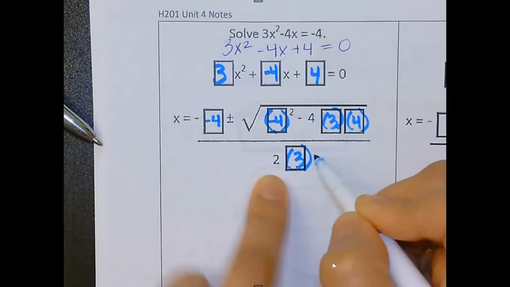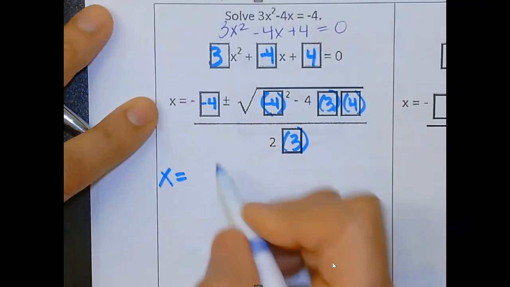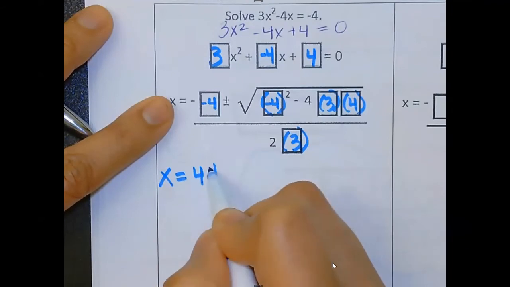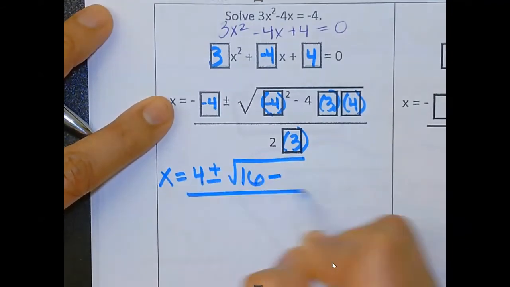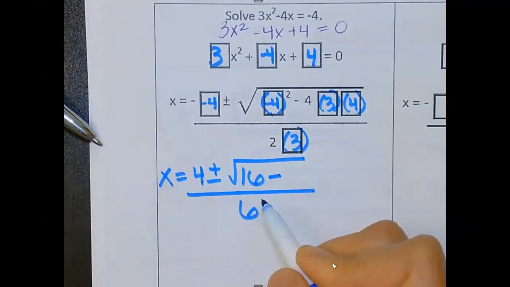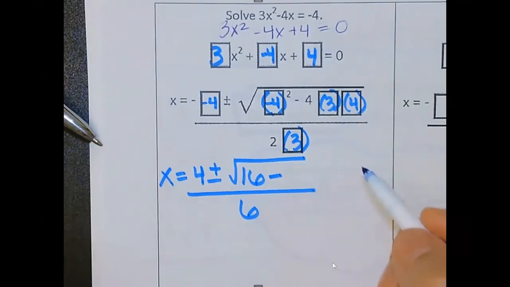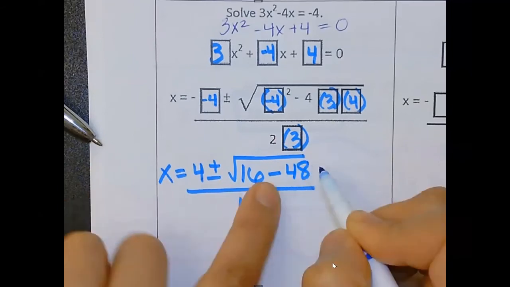All right, clean it up. So this is going to be x equals, right, nice and pretty and small, positive 4 plus or minus. This is 64, 48. All right. Be careful with that negative right there.